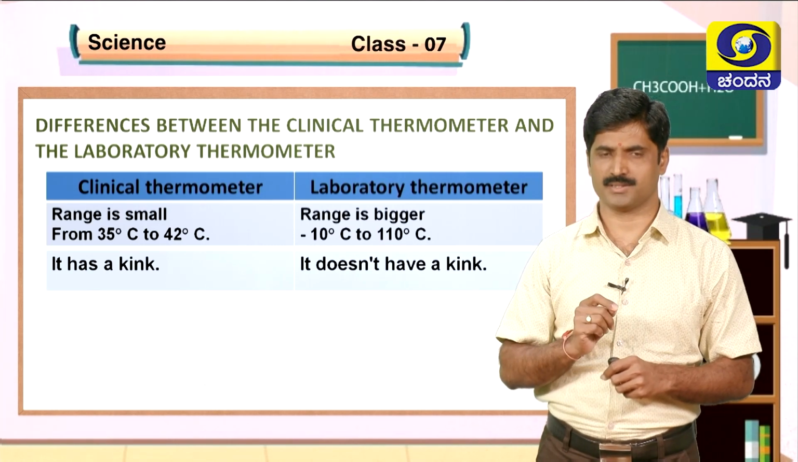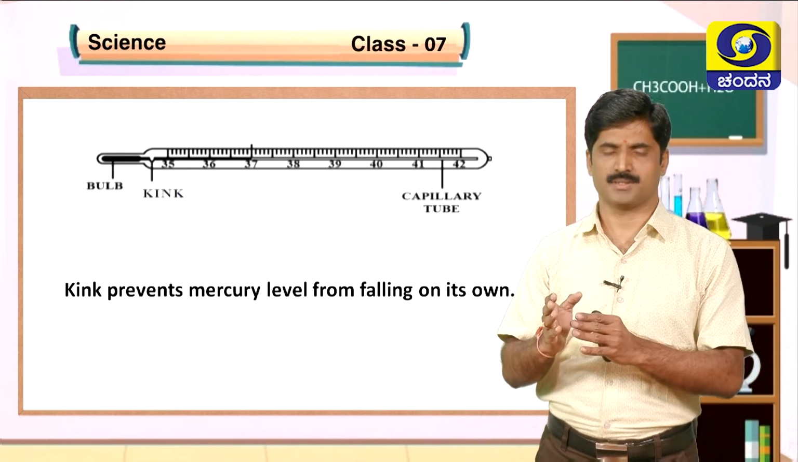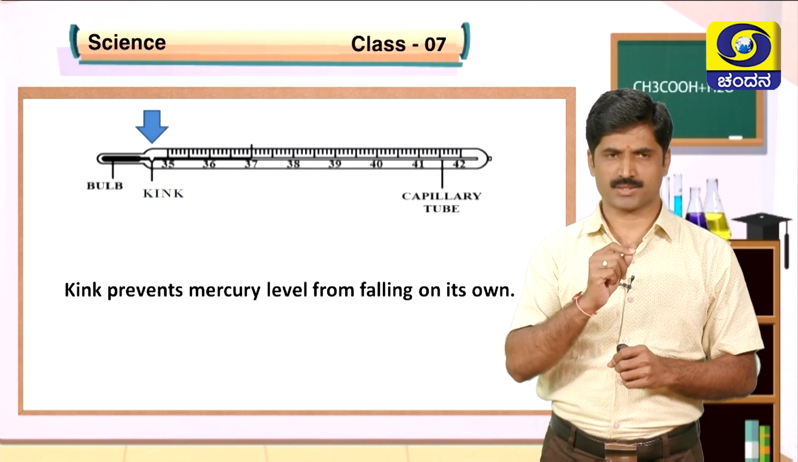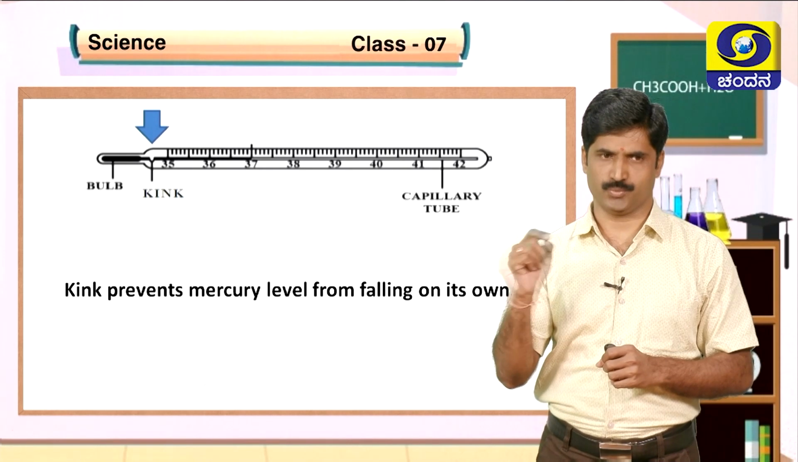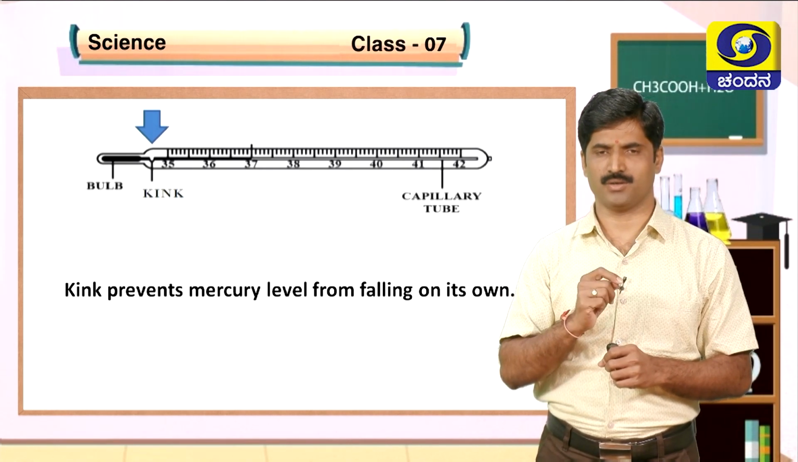Laboratory thermometer doesn't have a kink. Dear students, please recall the structure of clinical thermometer. It has a kink. Kink is a small curvature in the capillary tube. This kink prevents the mercury level from falling on its own.